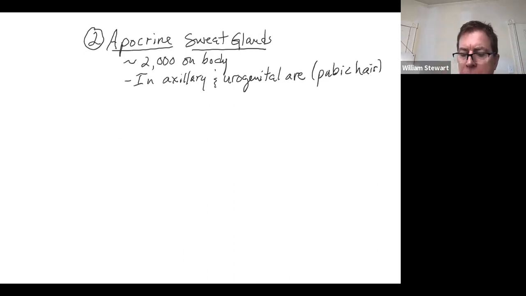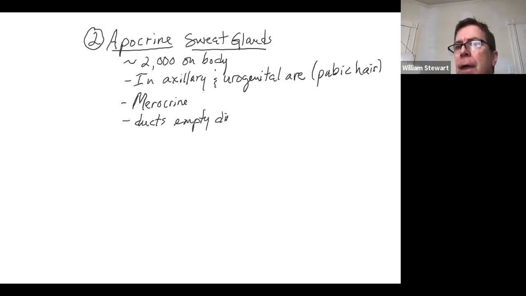These are also merocrine in nature and secretion. So the secretory cells do not get ruptured or destroyed during the secretory process. The glands release their secretions by exocytosis. So the manner of secretion is the same. That's similar to eccrine sweat glands. The ducts of these empty directly into a hair follicle. So that's a main difference. A pubic hair follicle in particular.